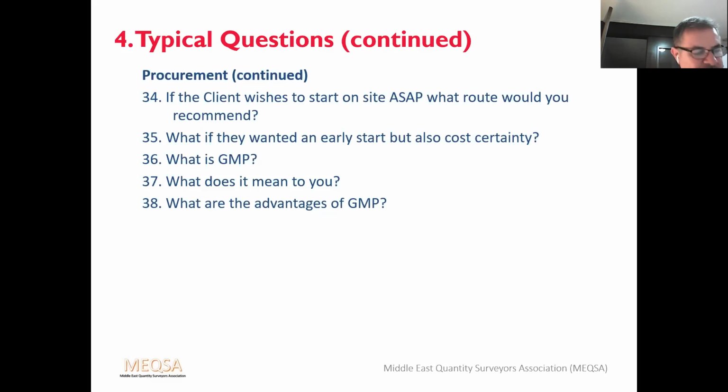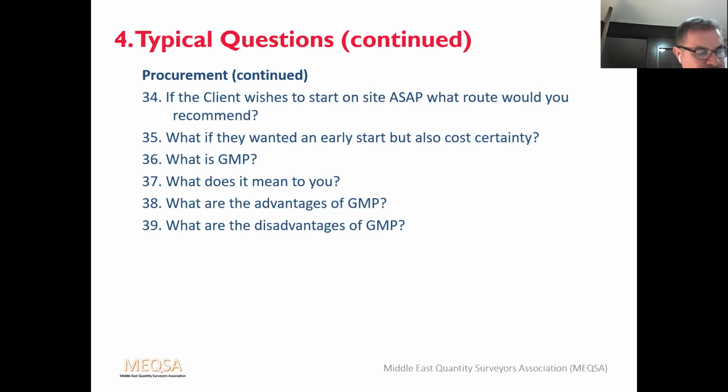And what are the advantages of GMP? There's greater price certainty. The contractor takes the risk of design development and unforeseen occurrences. There's a greater control of overspending. It's in the contractor's interest to alert the team to expensive items of design development, and there's quicker settlement of the final account.